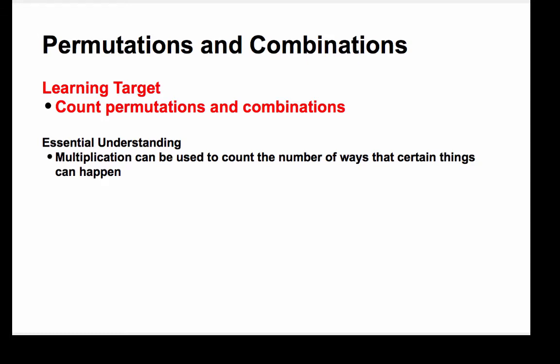In this lesson, our learning target is to count permutations and combinations. Essential understanding: multiplication can be used to count the number of ways that certain things can happen.